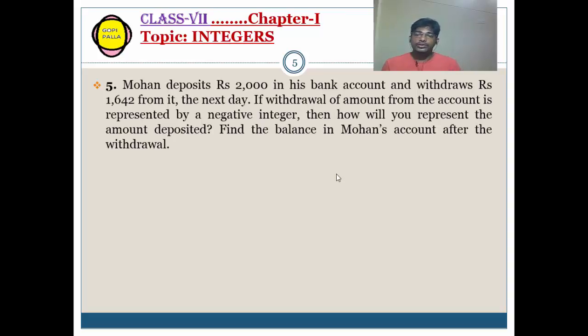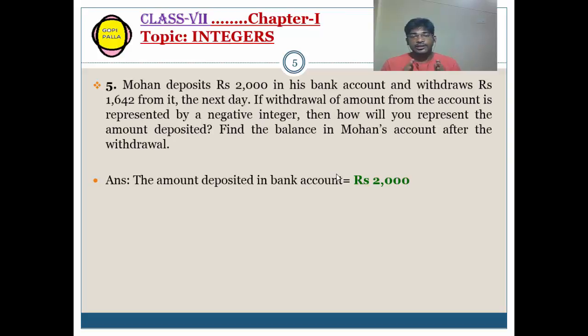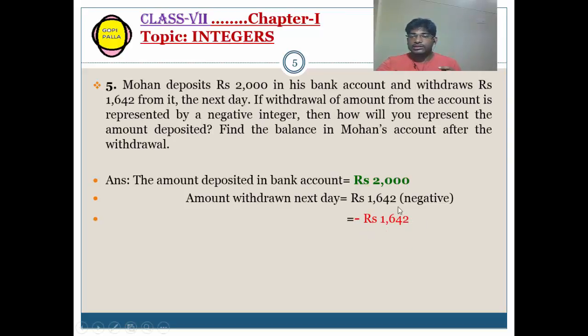So here you should understand, he has given that withdrawal, we should indicate it by the negative because you are withdrawing from the bank. So we'll write the given data. The amount deposited in a bank account is 2000 rupees. The amount withdrawn next day is equal to 1642. So in the question he has given, it should be indicated with the negative. Negative means minus sign. So that is minus 1642.